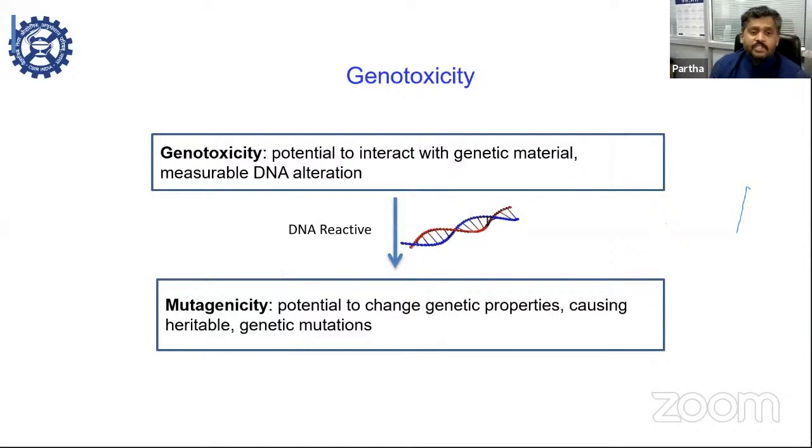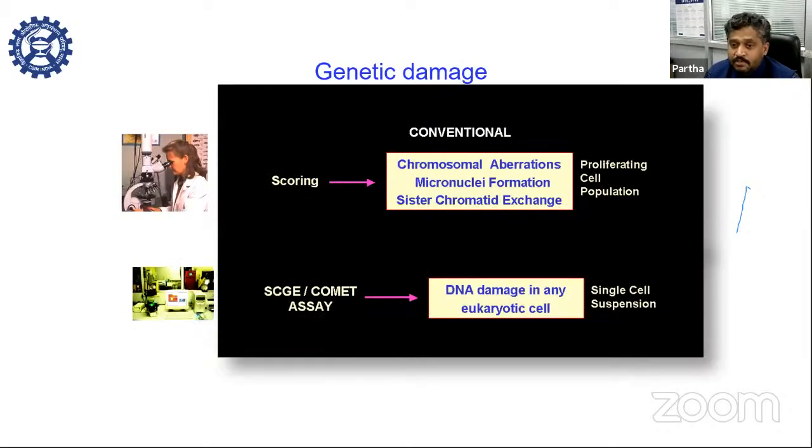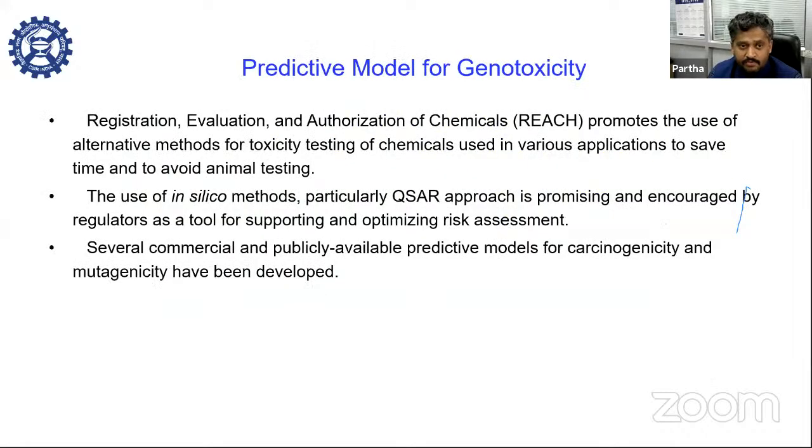One such example is genotoxicity. As you are all biological life science students, you know about genotoxicity and mutagenicity, right? The potential to interact with genetic material and cause some DNA alteration. Because these chemicals are DNA reactive, they cause mutagenicity and the potential to change genetic properties, causing heritable genetic mutations. Some of the methods we conventionally use are chromosomal aberration, micronucleus formation, sister chromatid exchange, or the comet assay, to understand the DNA damage.